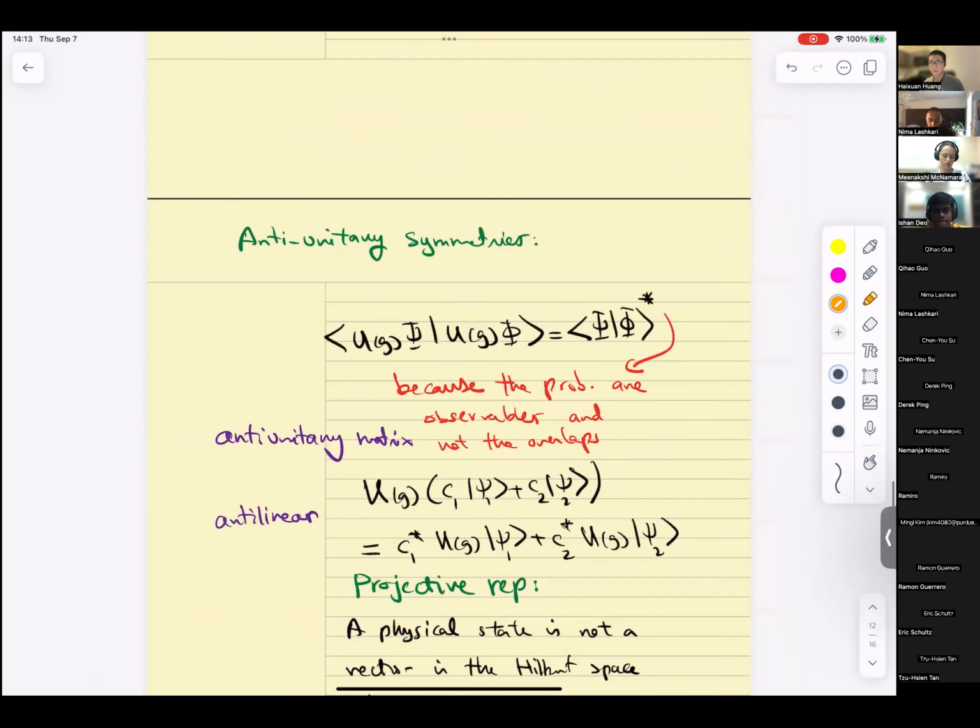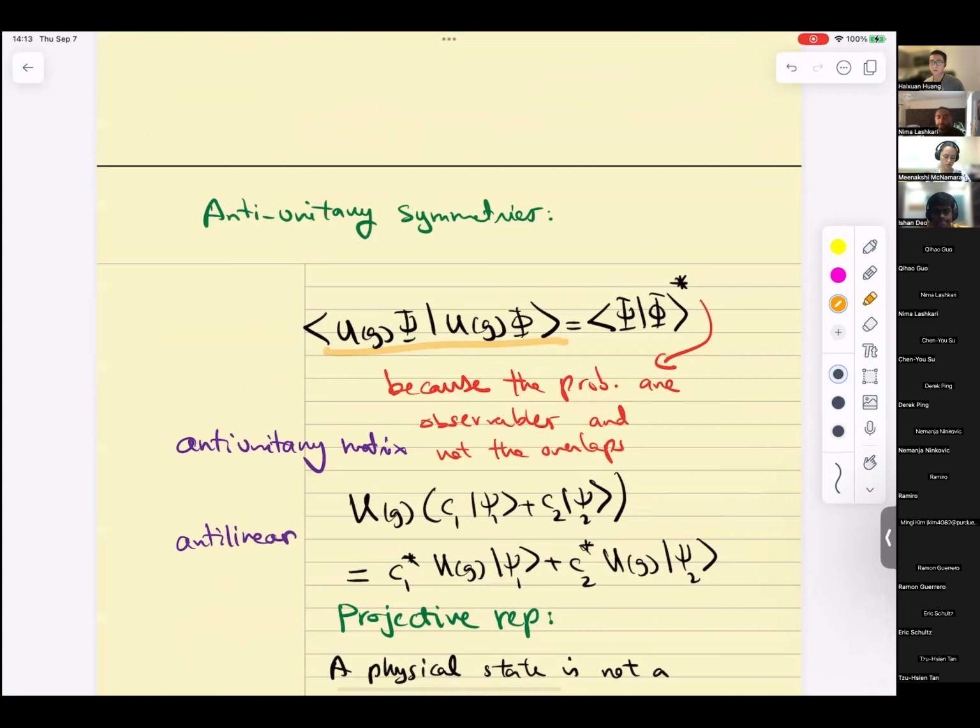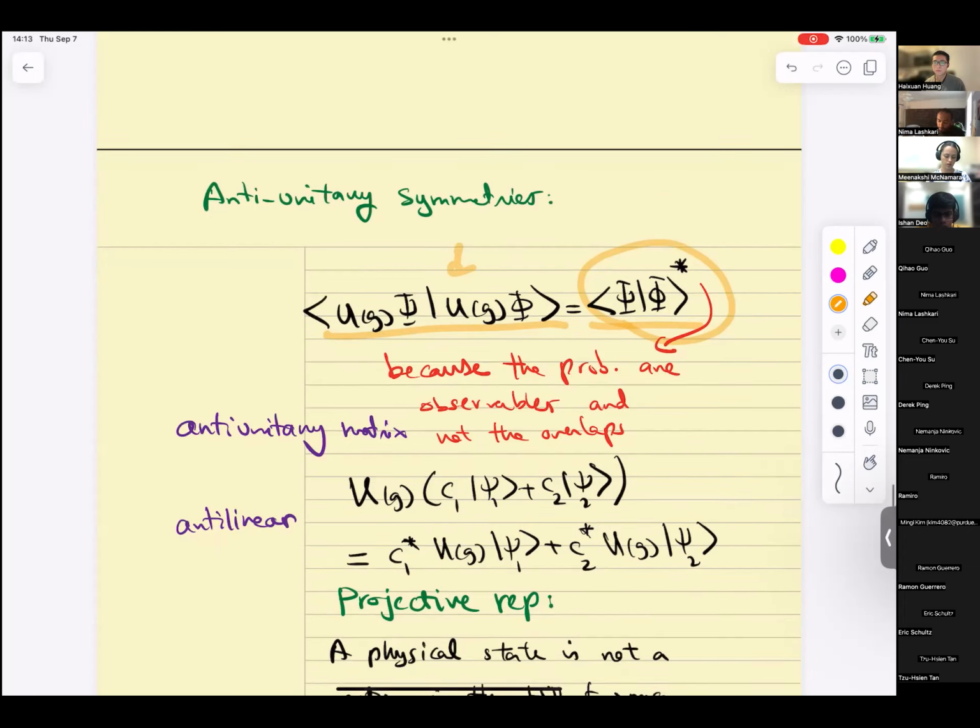Now, I lied a little bit. The overlaps are not the things that are observables. Probabilities are observables, which are the overlaps squared. So in principle, my symmetry, instead of leaving the overlap invariant, could make it equal to the overlap complex conjugate. And there's no way for me to tell them apart, in principle, if probabilities are the only things that come out of my measurements. A symmetry can do that.